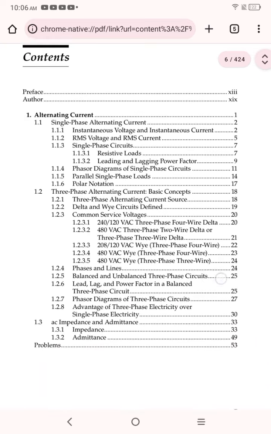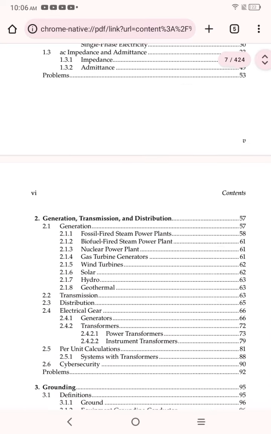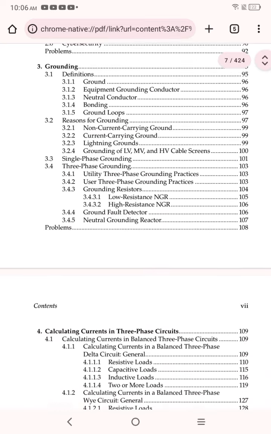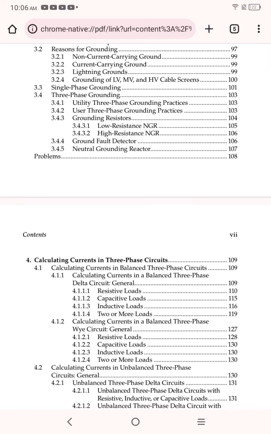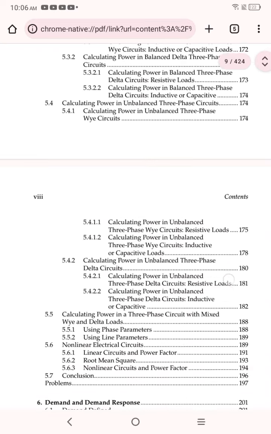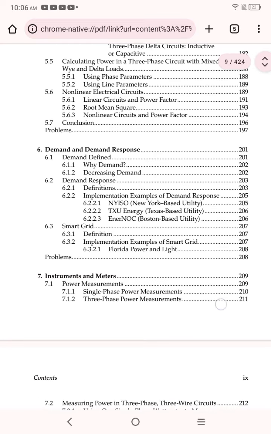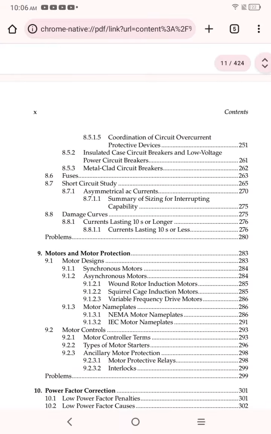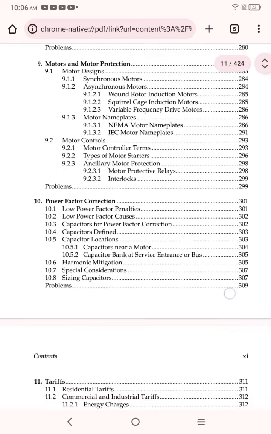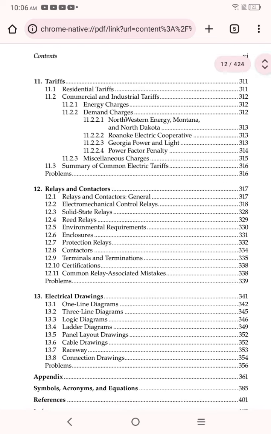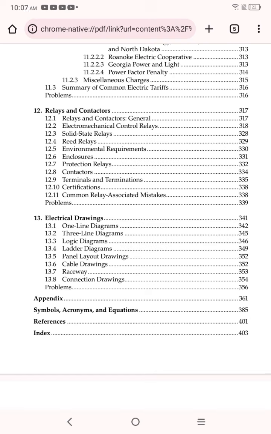Alternating current, generation, transmission, and distribution, grounding, calculating current in three-phase circuit, calculating three-phase power, demand and demand response, instruments and meters, circuit protection, motors and motor protection, power factor correction, tariffs, relays and contactors, electrical drawings.